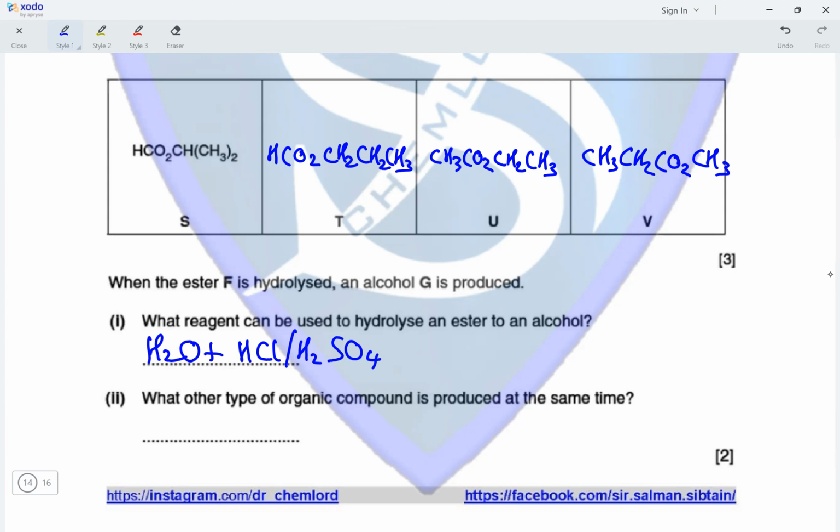And since we're talking about only alcohol being produced and not a carboxylic acid, we can also carry out alkaline hydrolysis. So NaOH aqueous can also be used.